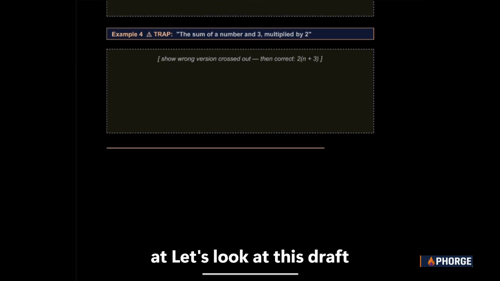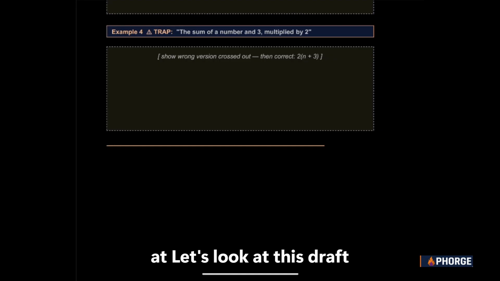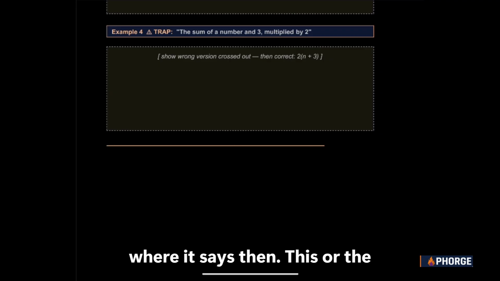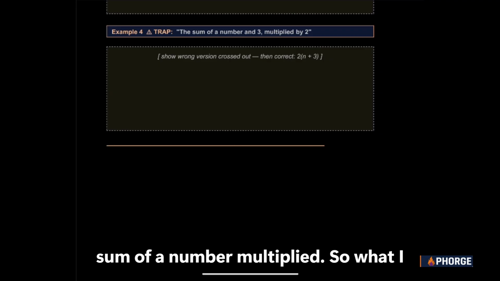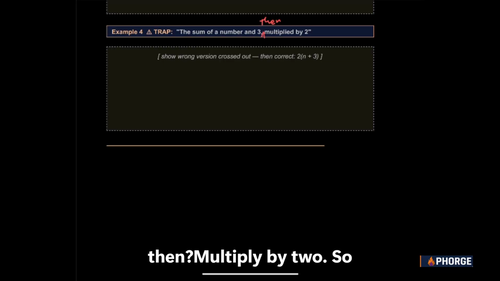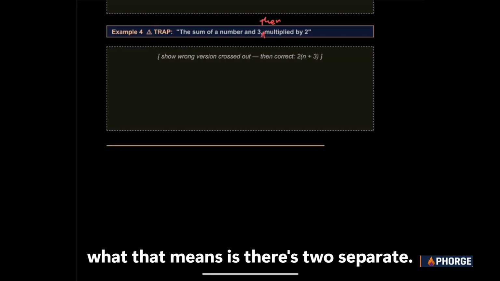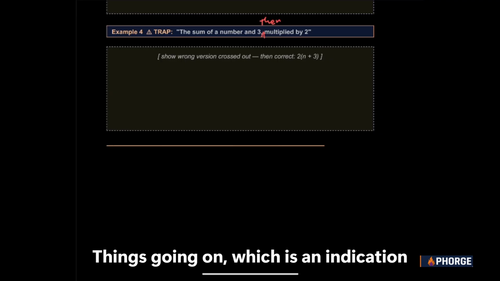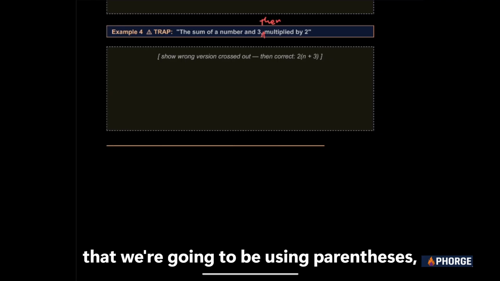Let's look at this trap problem. The sum of a number and 3 multiplied by 2. Whenever you see that, where it says the sum of a number and 3, then multiplied, what I like to think of is this saying then multiplied by 2. So what that means is there are 2 separate things going on, which is an indication that we're going to be using parentheses.